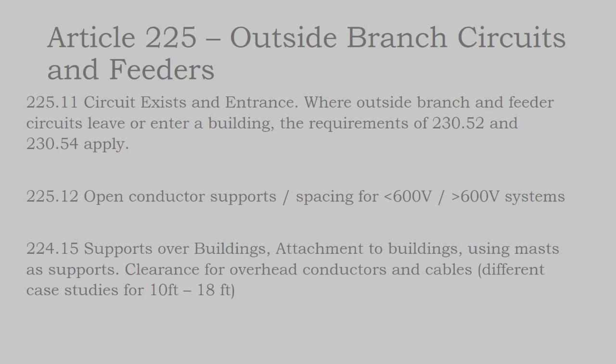Outside branch circuits, where outside branch and feeder circuits leave or enter a building, there are some restrictions that are further on down into code. Support spacings. 225.12 will govern what the distance is between straps, what the distance is between putting little neoprene support blocks or rubber pad support blocks underneath your conduit as you run across a flat roof. As you go up the rooftop, because of the weight of the cable that is just hanging in the conduit.